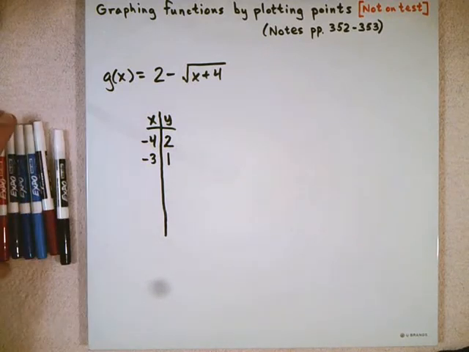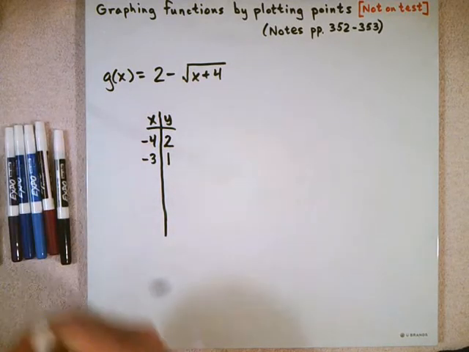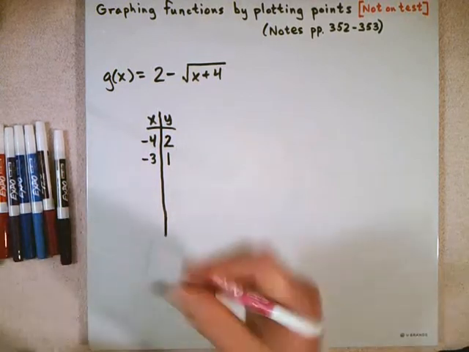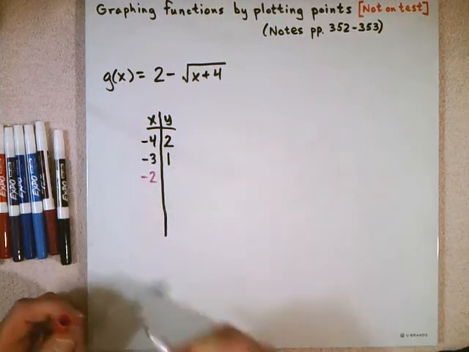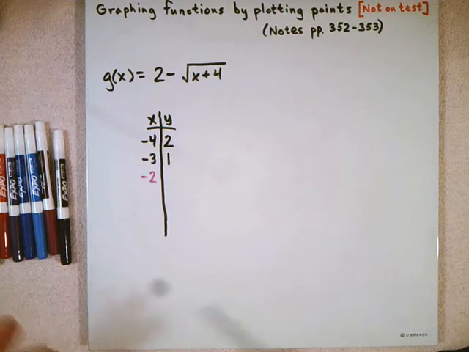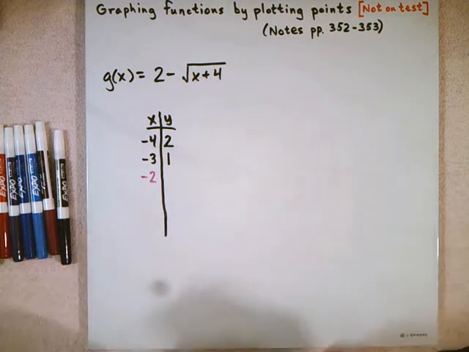Suppose I tried to put in, say, something like this. Negative 2. Now, if you do this, you'll get negative 2 plus 4, which is 2, and then you have the square root of 2. Now, what is the square root of 2? Well, it's not a friendly number, is it?